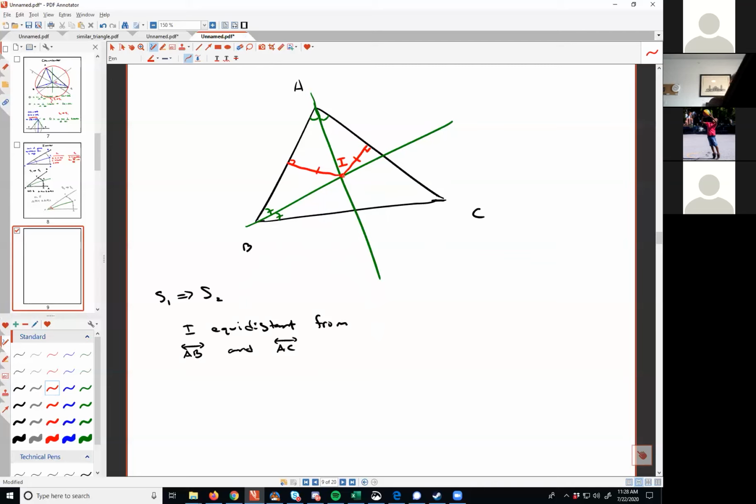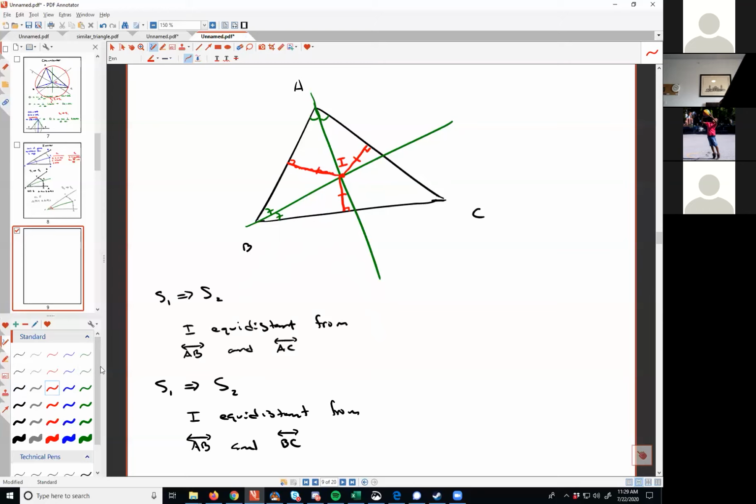Okay. And then we're going to use statement 1 implies statement 2 again. I is on the angle bisector of B. Therefore, I is equidistant from line AB and line BC. So that right there is the same as the second one of those that I drew.